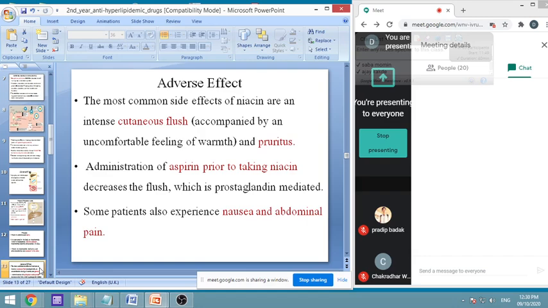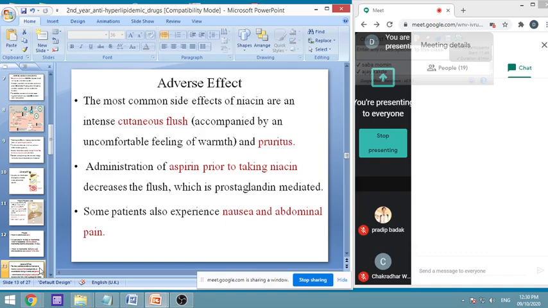Cutaneous means skin, below skin. Flush means heat, a warm sensation and flow, and it is accompanied by an uncomfortable feeling of warmth. Pruritus means itching. So below the skin there will be redness, then there will be itching, and flush, a warmth sensation, will be there.